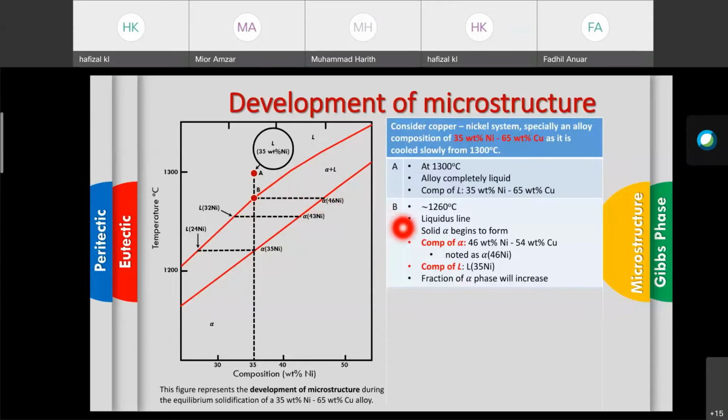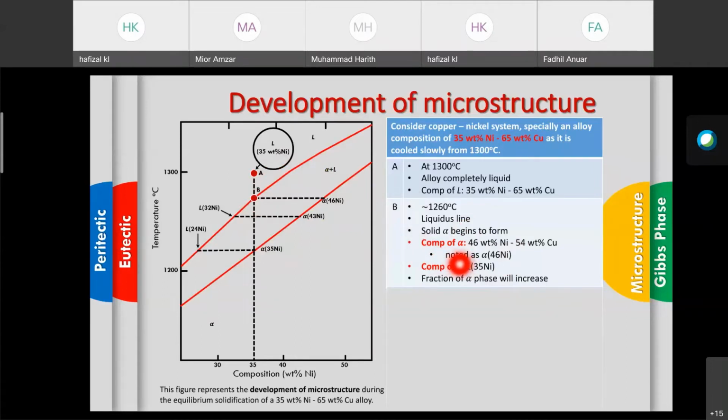Okay, whereby the value is here. So, we can also make a short form, something like alpha 46 nickel. After this we will use this kind of term. It indicates the existence of alpha phase at 46% of nickel. And at point B, whereby we have the intersection of the horizontal and liquidus line here, this consists of liquid. We can put it as L in brackets, 35 nickel.